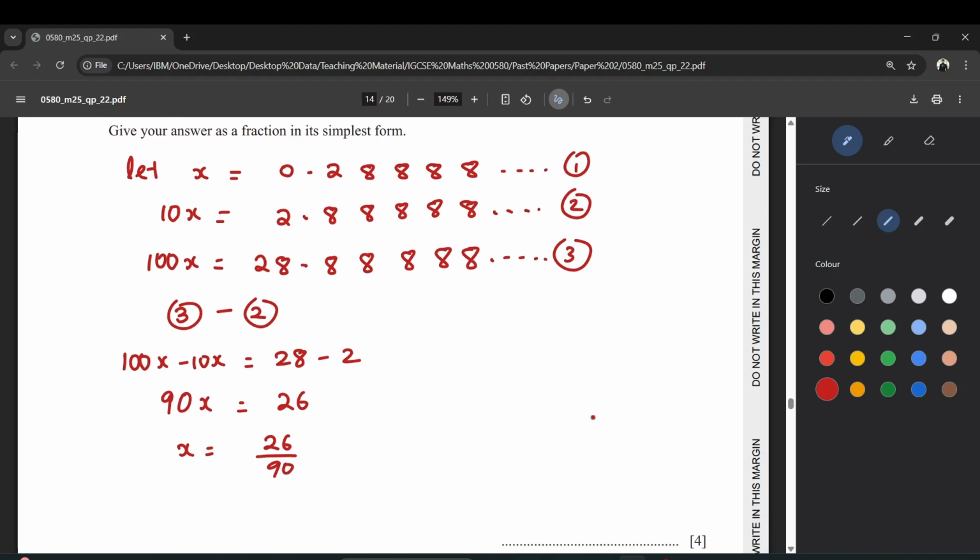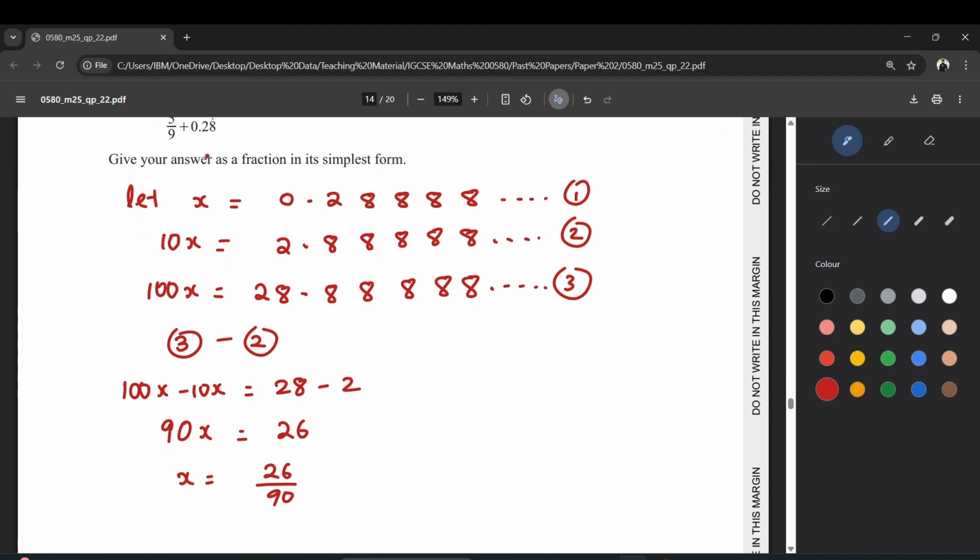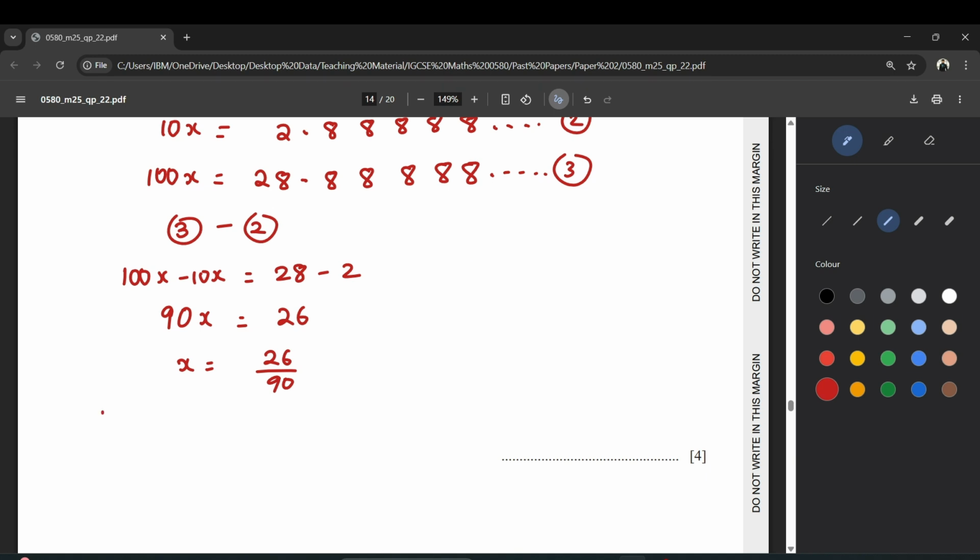If I divide, or let's say if I just leave it like that, okay. And now what we have to do is we need to work out 5 upon 9 plus 0.28 recurring. So we can say 5 over 9 plus 26 over 90. I can multiply this with 10 and multiply this with 10. So I'm going to get 50 over 90 plus 26 over 90. This becomes 76 over 90.